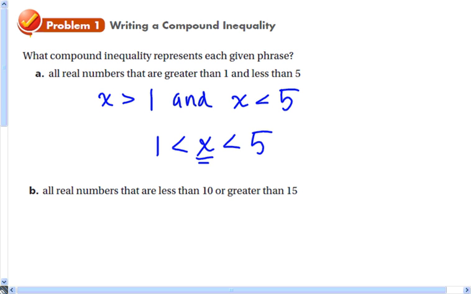B, all real numbers that are less than 10 or greater than 15. Whenever we use the word or, we can't combine it into one long inequality. We have to write them separate. So we'll use x to represent all the real numbers. They need to be less than 10 or greater than 15.